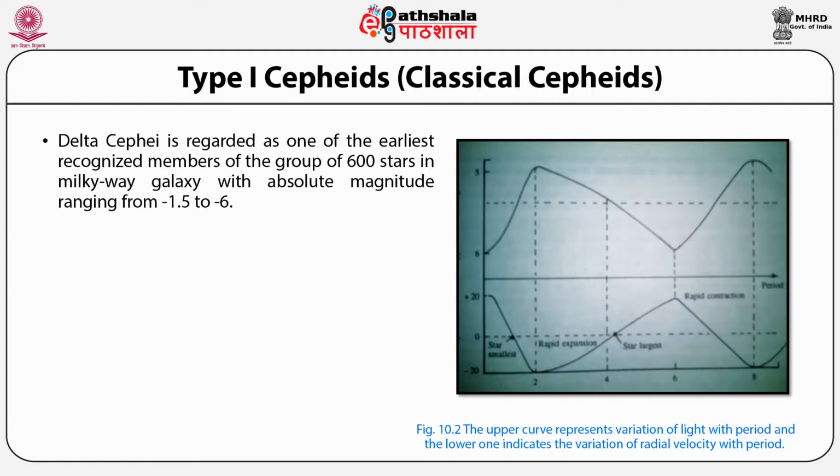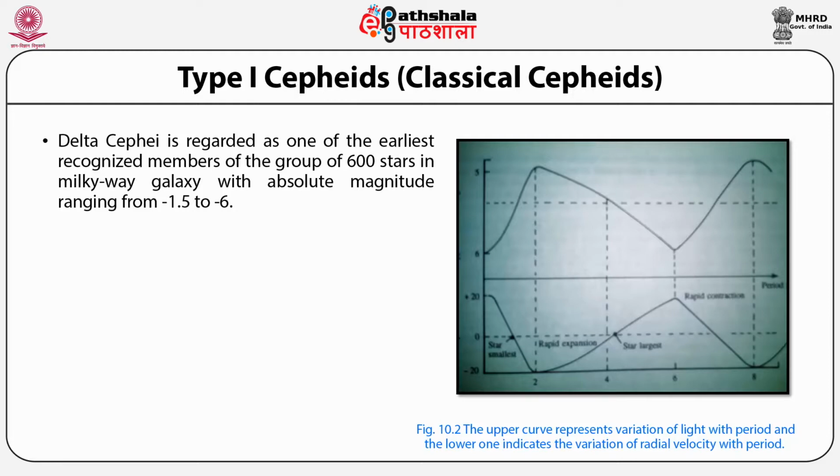As we talked about the Milky Way galaxy, we all know that the Milky Way galaxy is the galaxy in which we live. So where is our Milky Way galaxy and how far is it from our solar system? Just for information, our solar system lies at a distance of 10 to 15 kiloparsec from the center of our Milky Way galaxy.